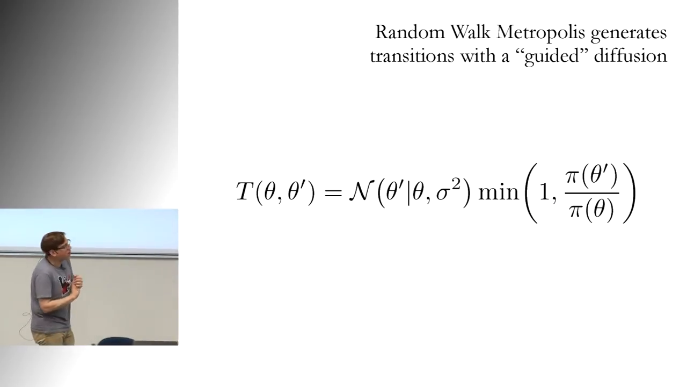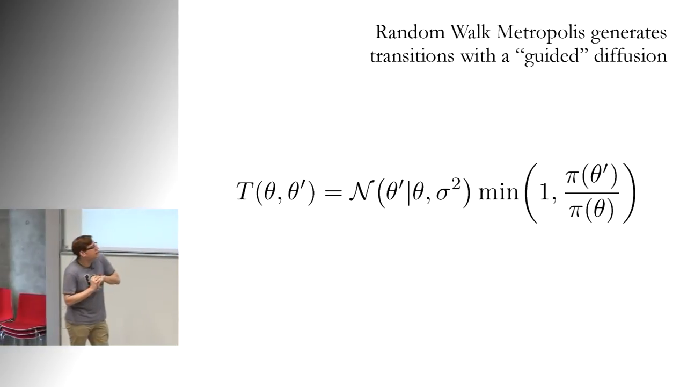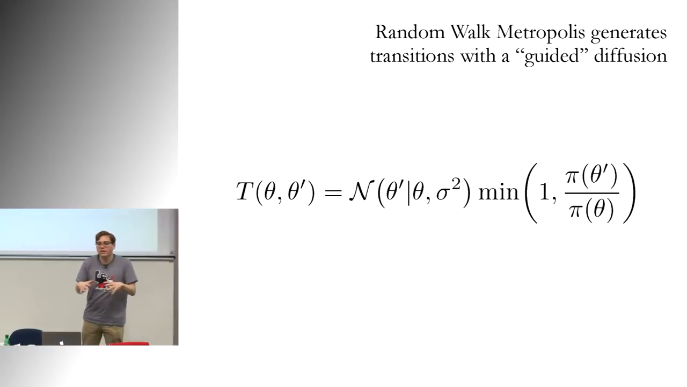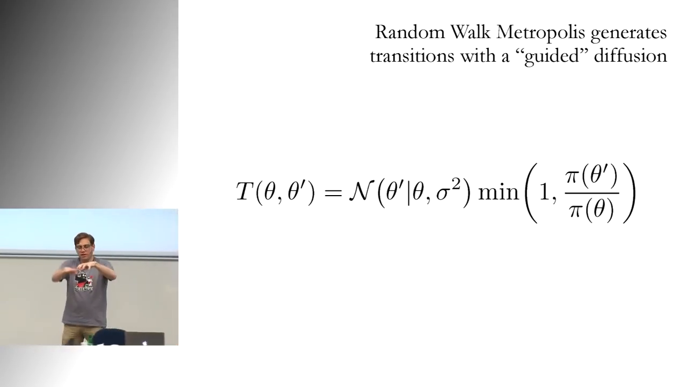Okay, so random walk Metropolis. This is the guided diffusion that Anna was talking about. The way I like to physically think about this is you have a point, and it's going to diffuse out, right?